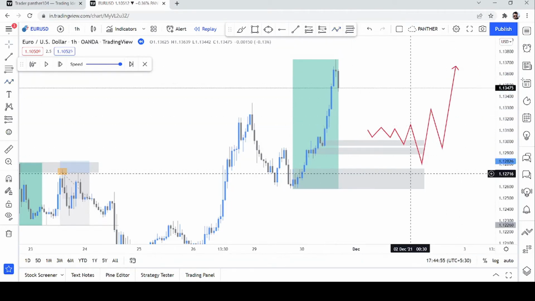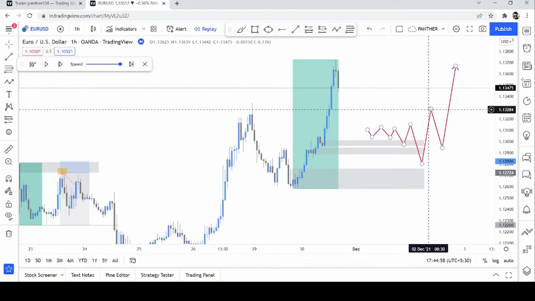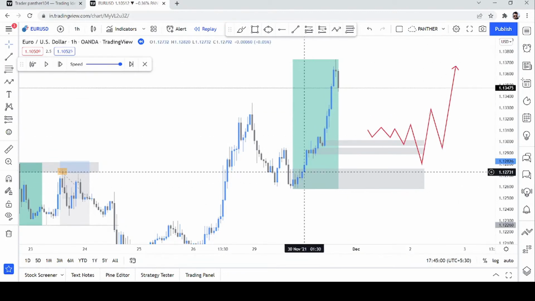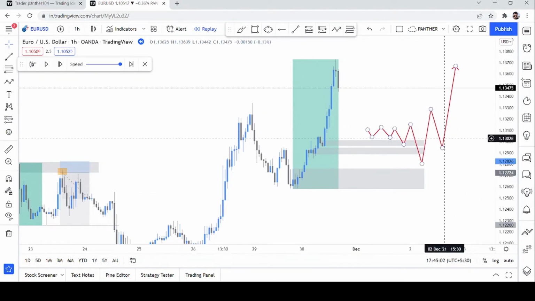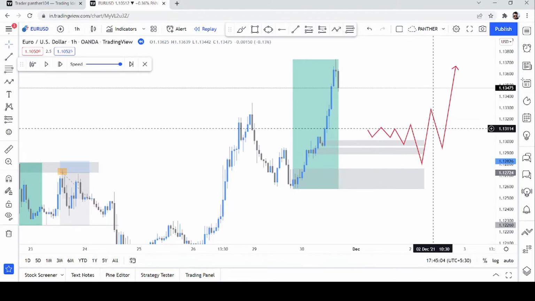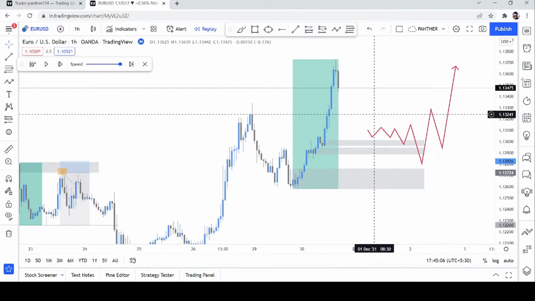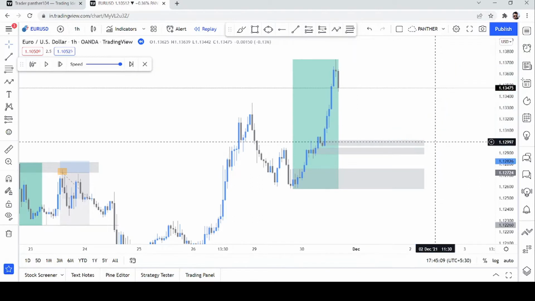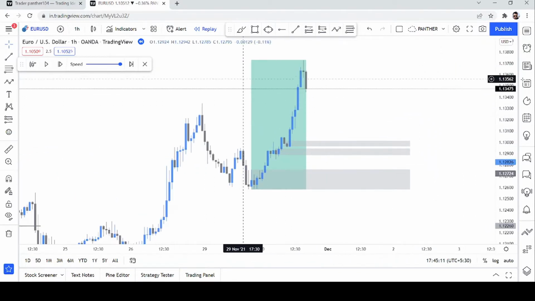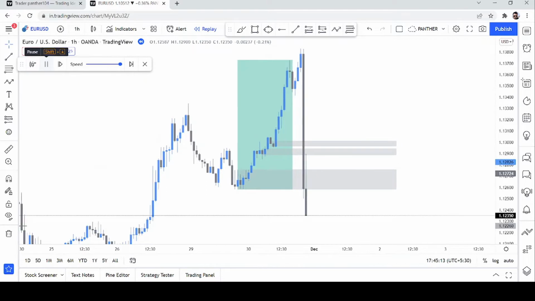This is an accumulation. We have a break of structure here, and on the retrace we're buying. The same thing: break of structure, we're buying the retrace. Break of structure, break of structure, retrace. We're going to buy on this, but we're going to confirm this on a smaller time frame. Let's see if it plays out.